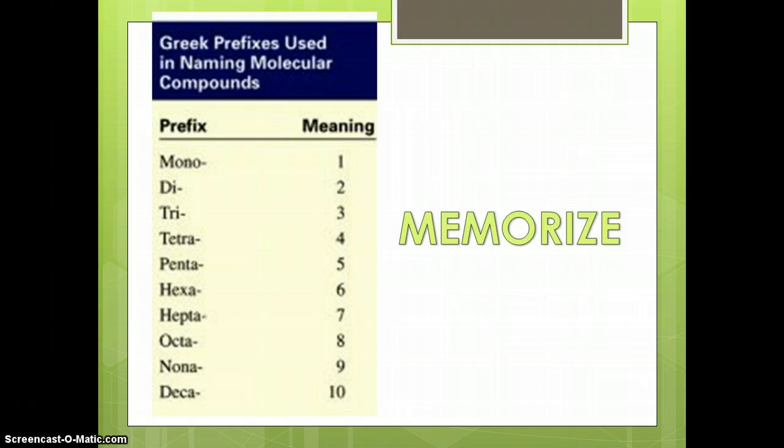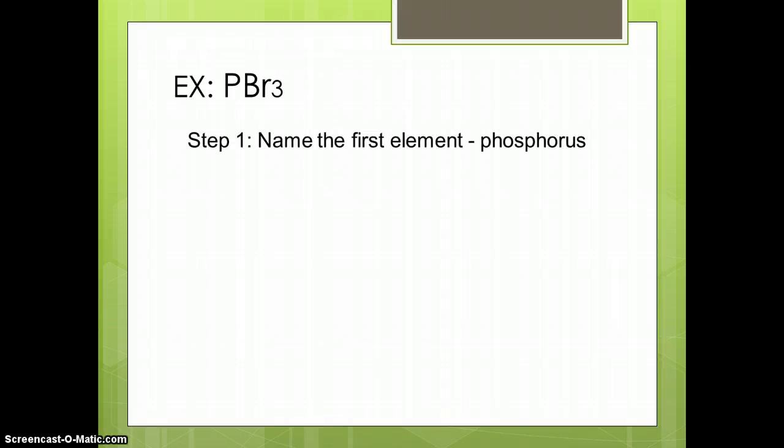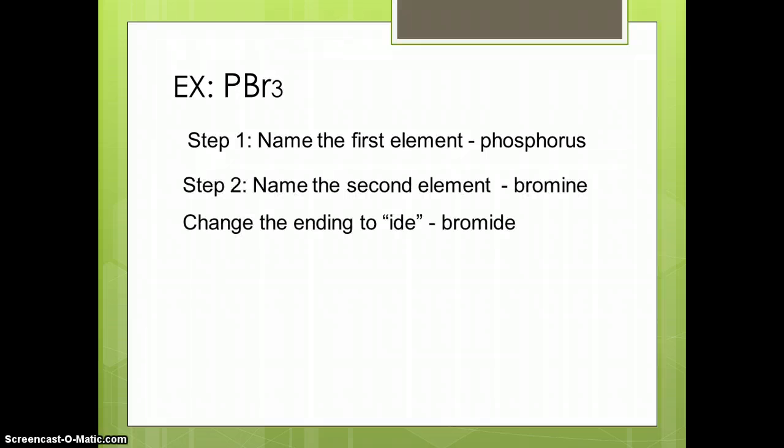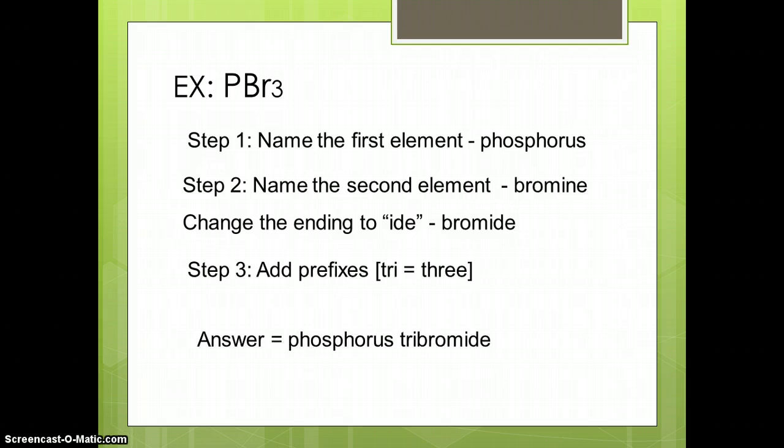We will now do some practice problems. Feel free to grab a pen or paper or figure out how to do these problems in your head. Our next example is PBr3. We begin by naming the first element, phosphorus, as it is on the periodic table. We then name the second element, bromine, but we change the ending to bromide. We then add prefixes. Remember, for the first element in a molecular compound, we never use the prefix mono, so we simply need the prefix tri to equal 3. Therefore, the name for PBr3 is phosphorus tribromide.